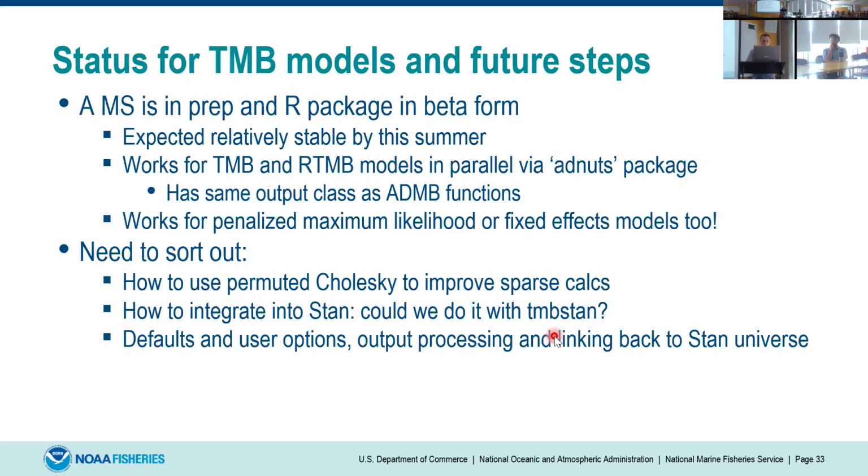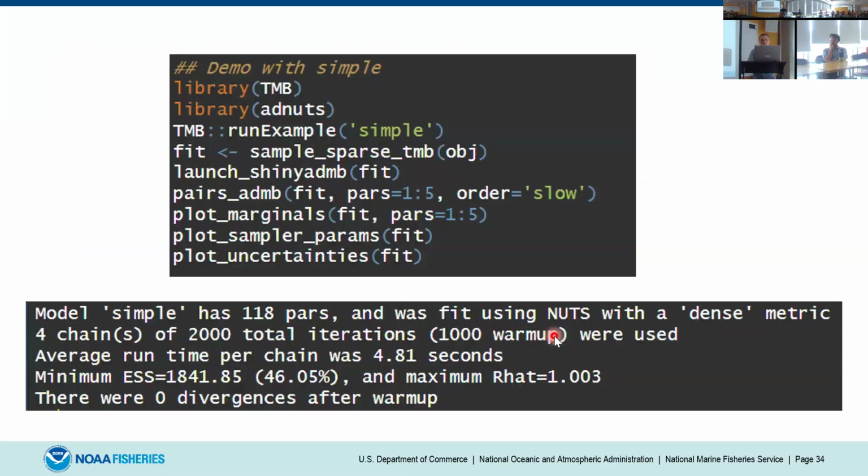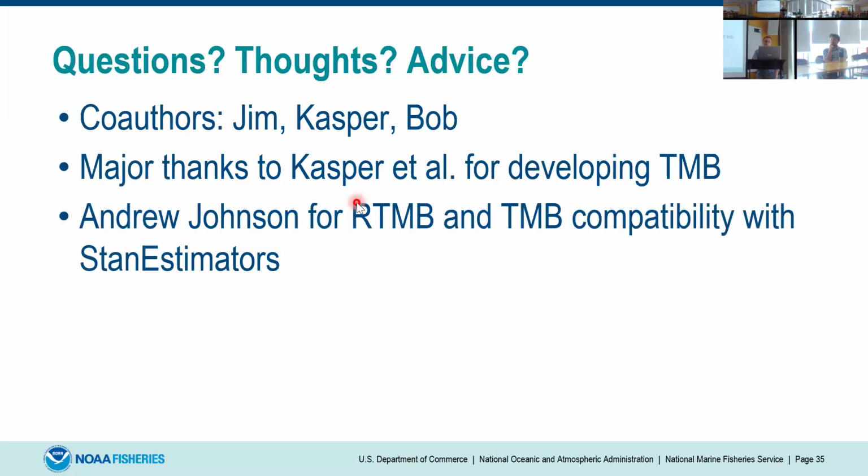So we're working on the paper, still trying to figure out how to interface this. Still just tinkering, which we can come back to in the discussion if people have questions. So this is what it looks like. You can just say, TMB run example, that'll load the object in your global workspace, fit, that's it. And there's a bunch of defaults that work well. In this case, it chose a dense metric because it was a little bit faster than a sparse one. It took a few seconds to run, and then there are some helper functions to go along with it.